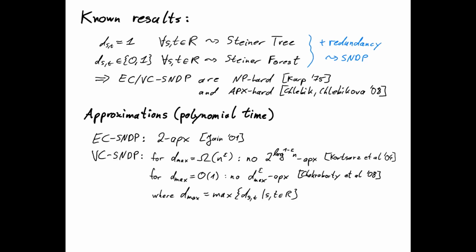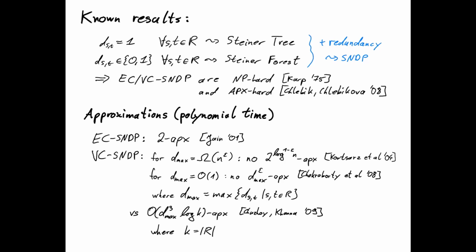The vertex connectivity version, however, is a lot harder. Here, there are 2 hardness results. First of all, if the maximum demand between any terminal pair is polynomial, then we know that there is no polylogarithmic approximation. While if the maximum demand is constant, then at least we can show some lower bound that depends, let's say, polynomially on the maximum demand. On the positive side for vertex connectivity, there is an approximation that computes a maximum demand cubed times log k approximation, where k is the number of terminals.